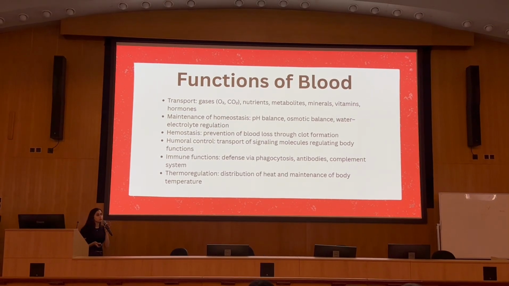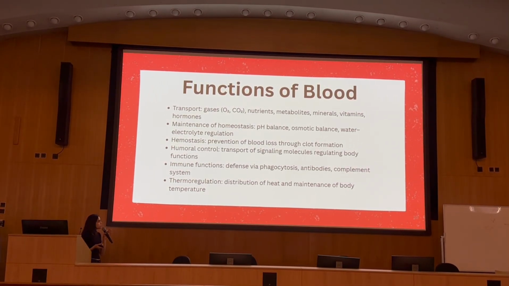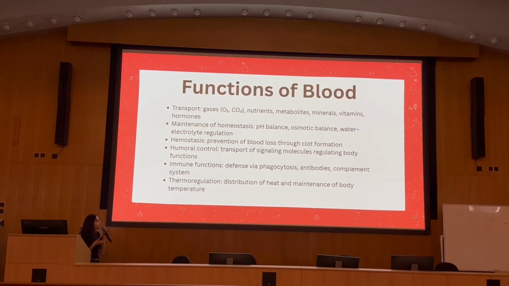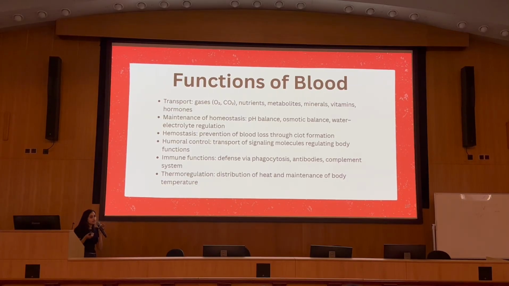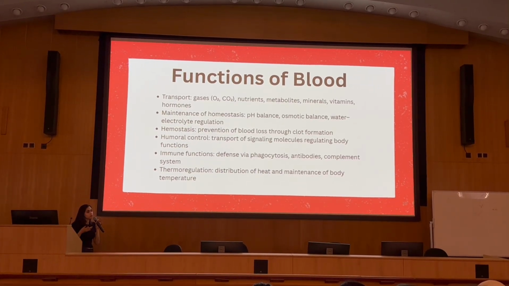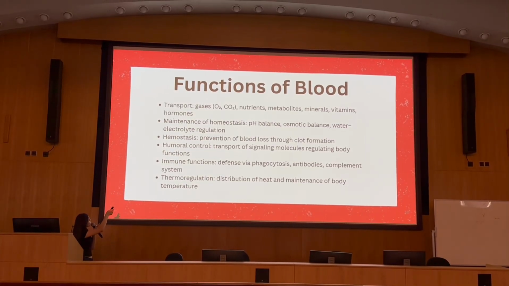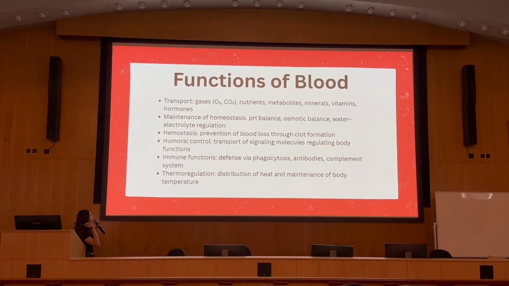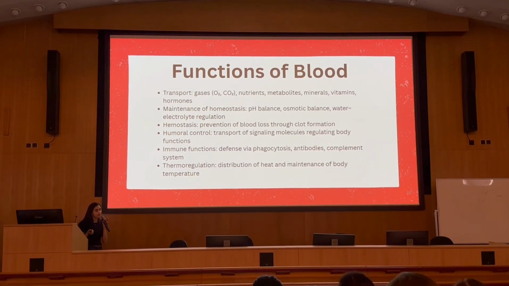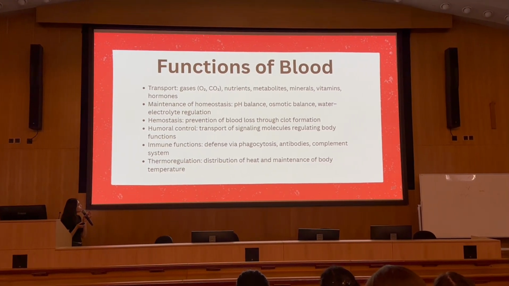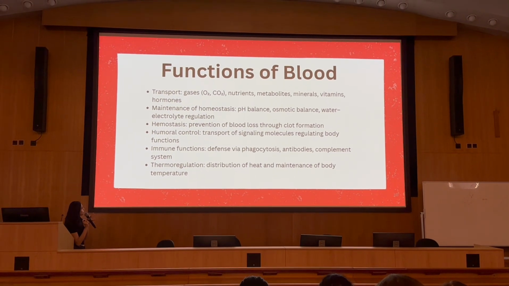Osmotic balance is really important because blood carries plasma proteins, and these plasma proteins are responsible for pulling the water into the vessels and not letting it pool up in the interstitial tissues, or else the tissues get edematous. Then we have hemostasis, which was just explained, and then humoral control. So blood also is responsible for carrying hormones, which help us conduct many important processes in our body.